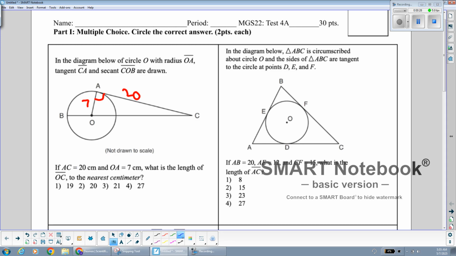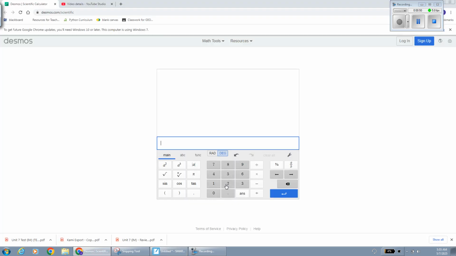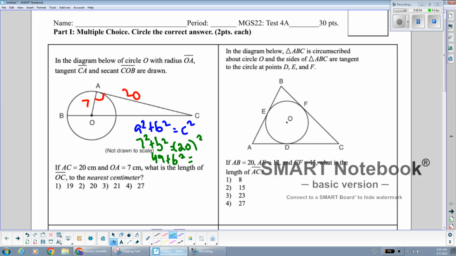So all we need to do here is use the Pythagorean theorem. A squared plus B squared equals C squared. 7 squared plus B squared equals 20 squared. 49 plus B squared equals, definitely use a calculator, 400.